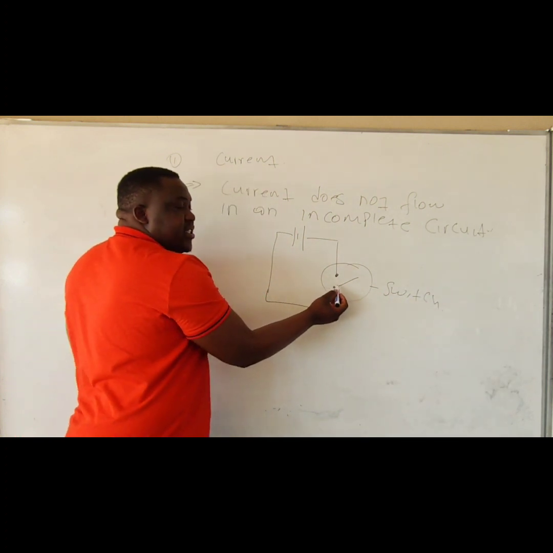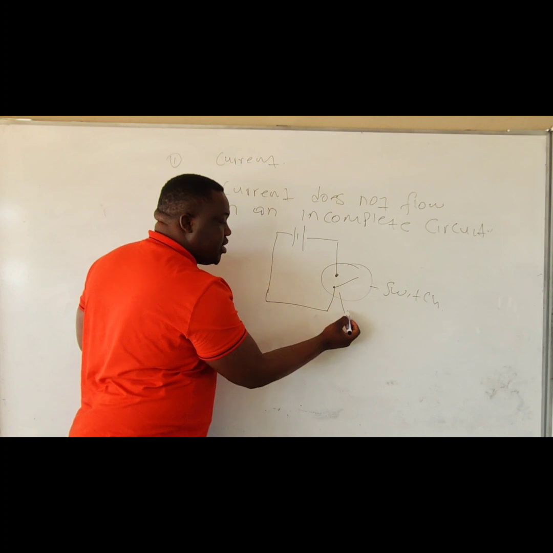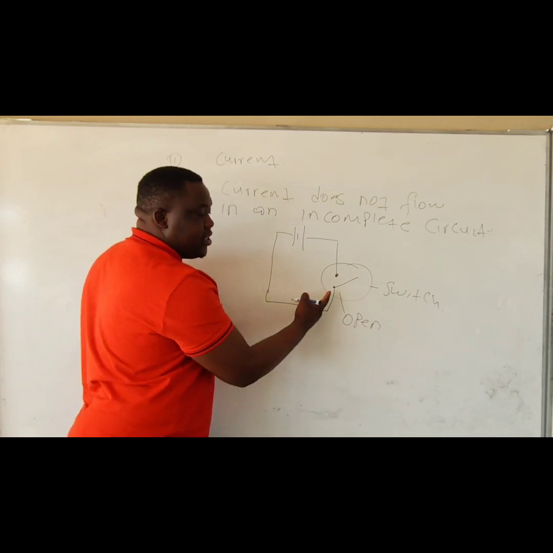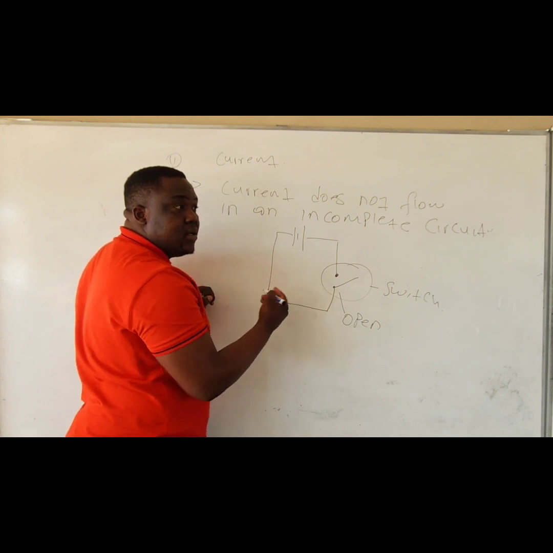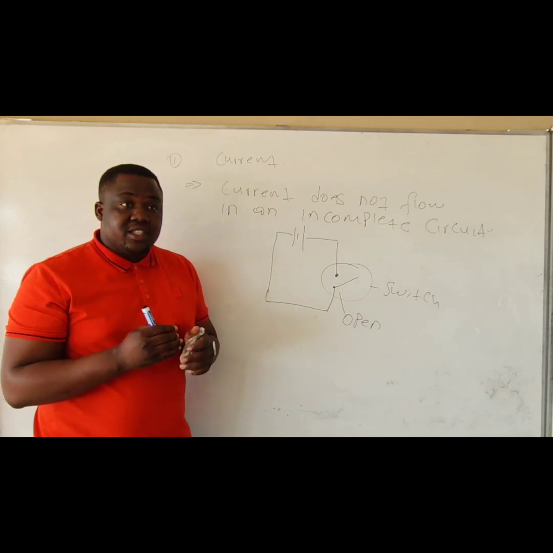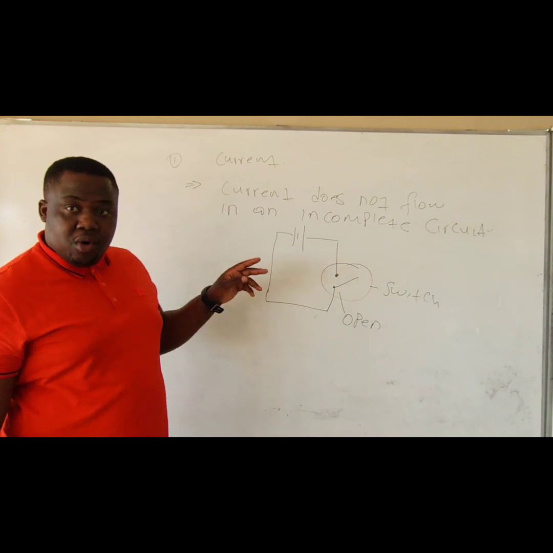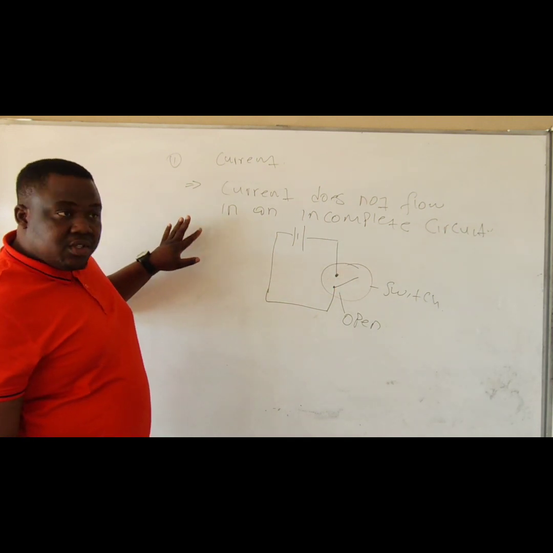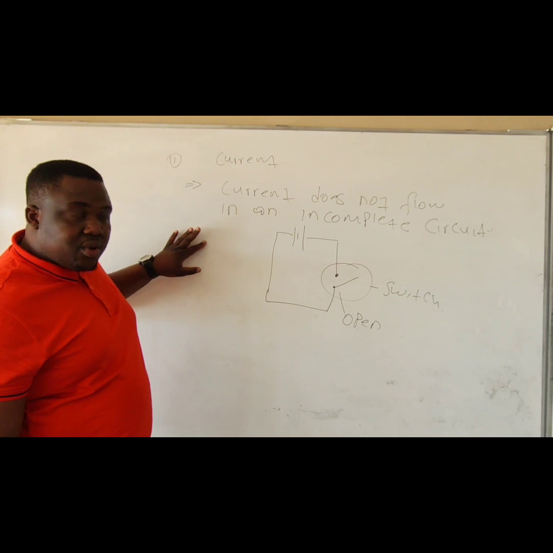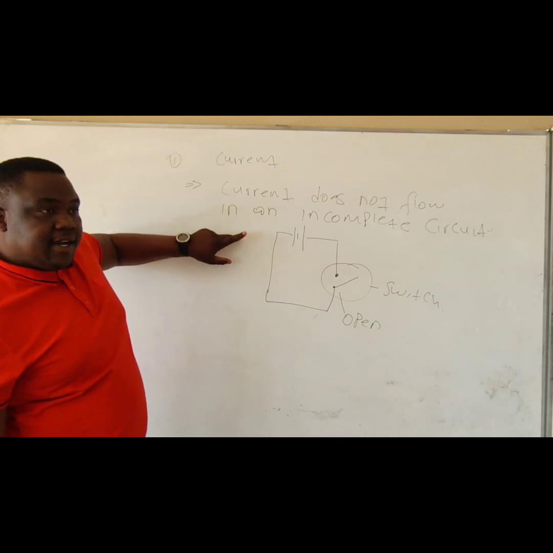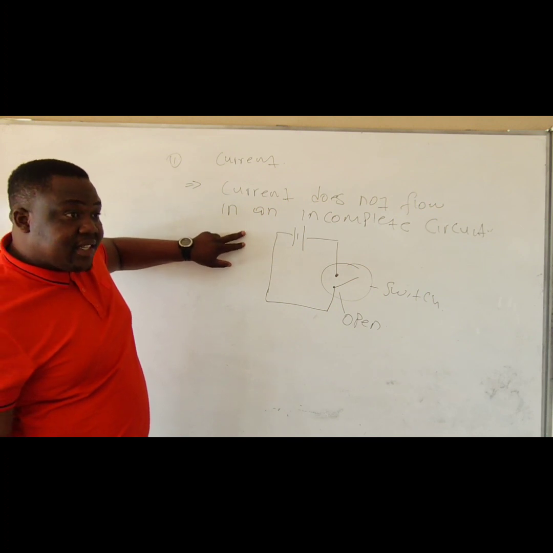So when the switch is like this, we say the switch is open. This switch is the same switch that you have at your home, the one you use to switch the light on in your room. You just say tap. When you switch off, tap. Just like that, by pressing, right?